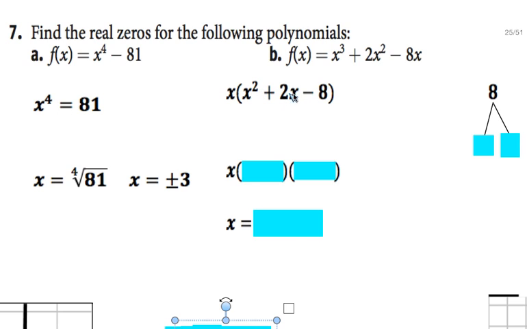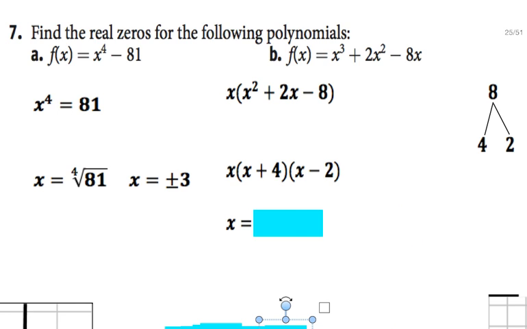Well, I can factor this quadratic by figuring out what 2 numbers to add or subtract to get a positive 2, and which multiply together to give me 8. So 4 times 2 gives me 8. And if I have a positive 4 and a negative 2, I combine those and get positive 2x. So I'll have an x plus 4 and an x minus 2.